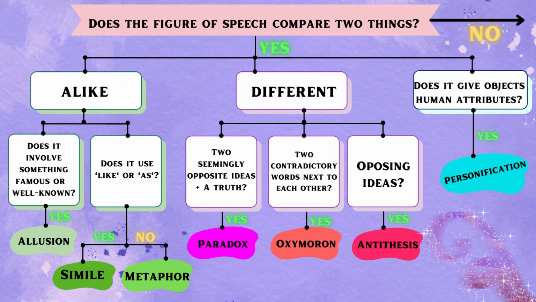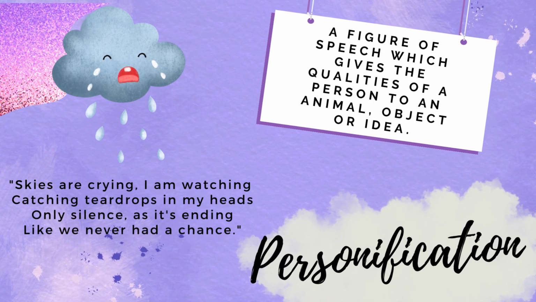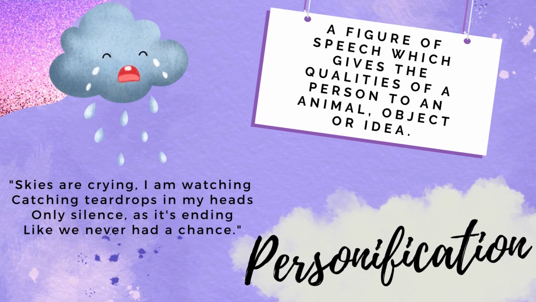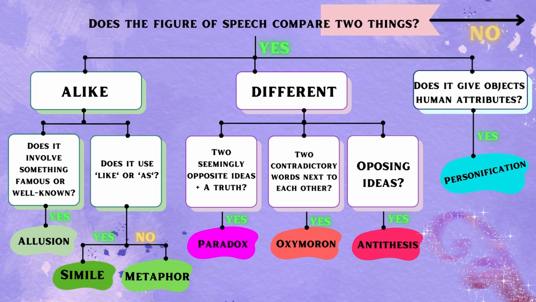The last figure of speech that creates a form of comparison is personification. This is a figure of speech which gives the qualities of a person to an animal, object, or idea. Next, we'll look at figurative language that does not create a comparison.